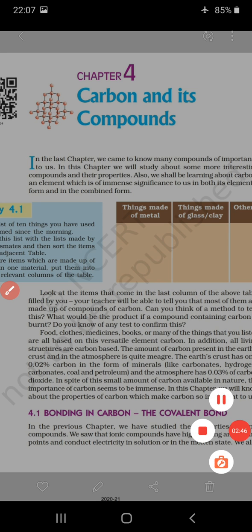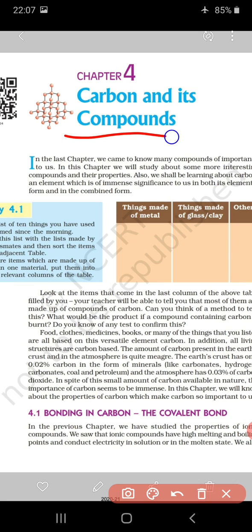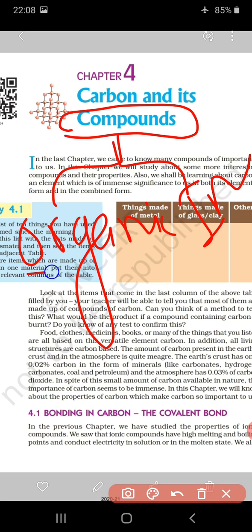Now, one more important thing is the compounds. There are two types of compounds. First is organic compounds, and second is inorganic compounds.